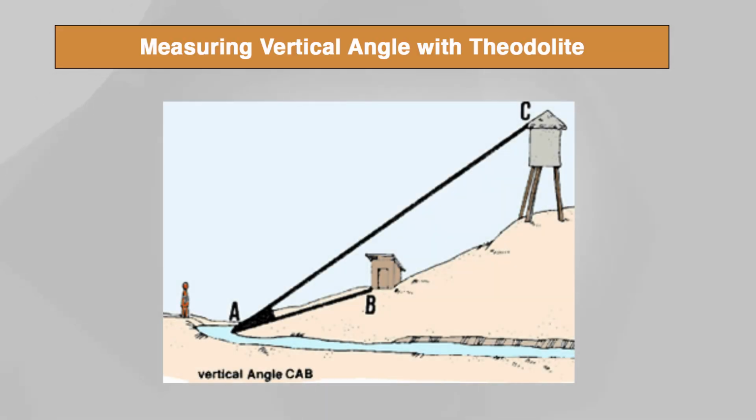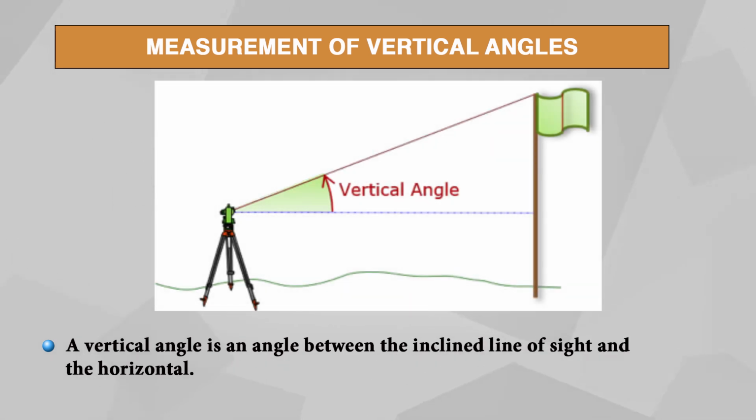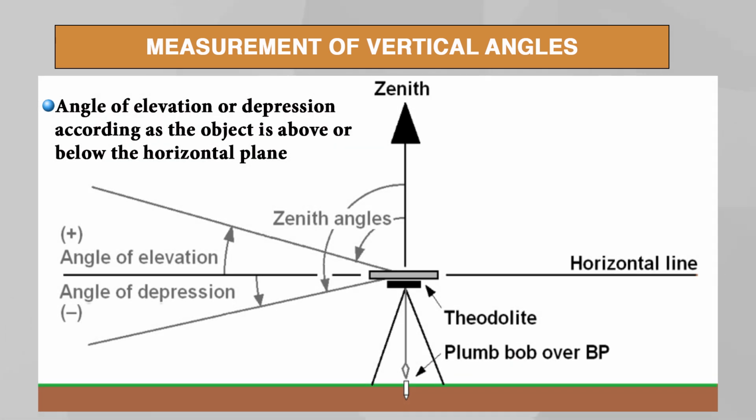With theodolite, we can measure vertical angles also. A vertical angle is an angle between the inclined line of sight and the horizontal. Remember, we have the provision of inclining the line of sight with the telescope that can be rotated about its horizontal axis. So, the angle between the line of sight which is inclined and the horizontal is called the vertical angle.